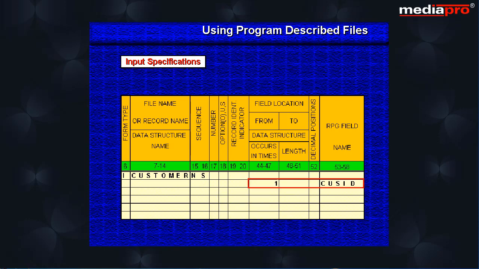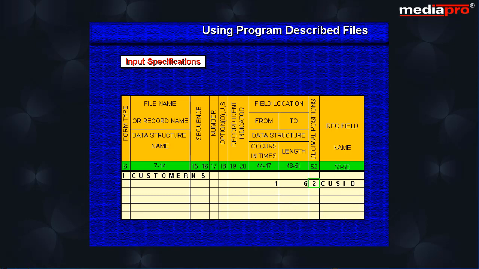Next, we describe each of the fields in the record. In positions 44 to 47, we specify the beginning position of the field within the input record. The ending position of the field is coded in positions 48 to 51. For a 1 byte field, the from and to locations will be identical. Remember to make these fields right adjusted.